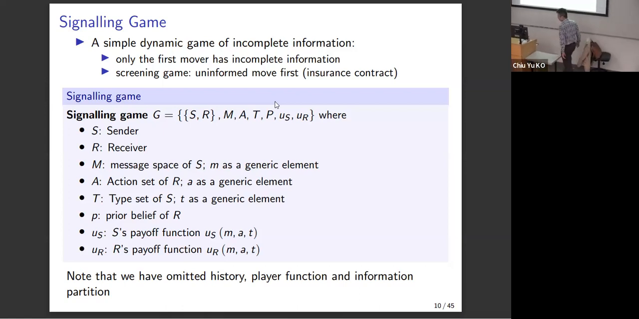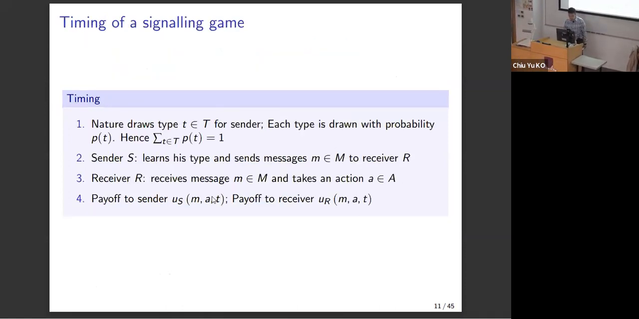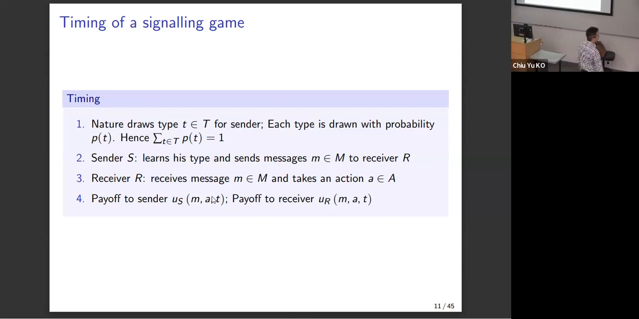Later we will give an example, but let's see this game. The game is played as follows. It's very standard. Nature draws the type T, and there's a common prior P of T. After the type is drawn, the sender learns his exact type and designs a message. Do note that each type will send a message, so the message is type dependent. And then the receiver only looks at the message and takes action. And the payoffs are like this.